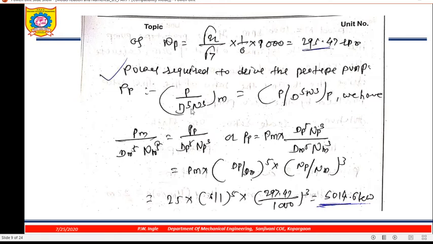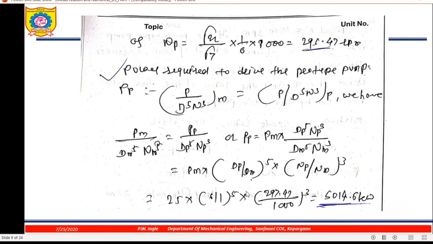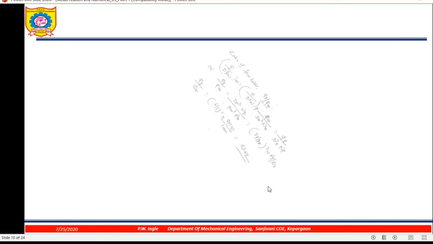P by D to the power 5 N cubed of model equal to this prototype. By equating this equation, you can calculate. This is again D_P by D_M, and here we have taken D_M by D_P. So it is 6/1. So you are getting power of prototype 5014.6 kilowatt.